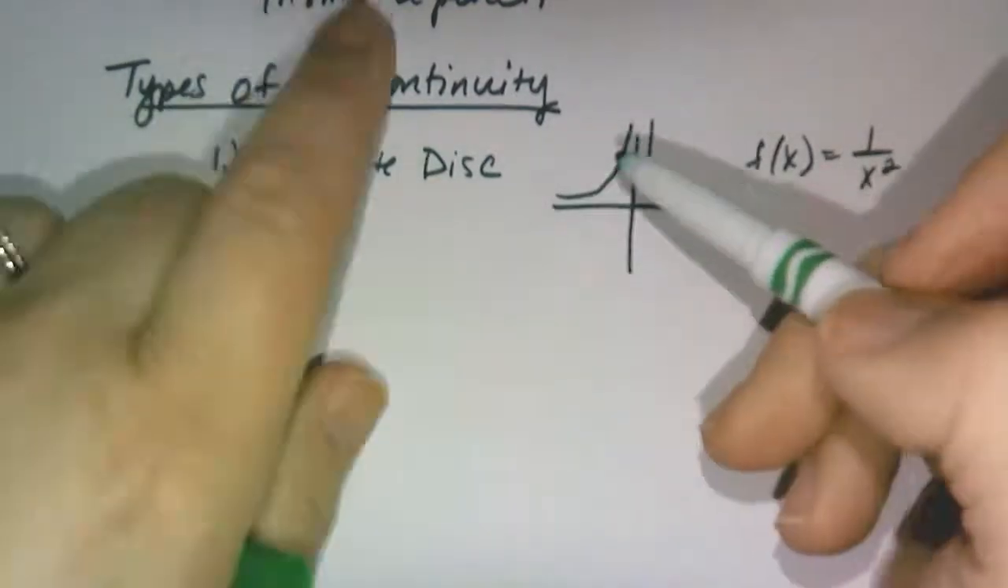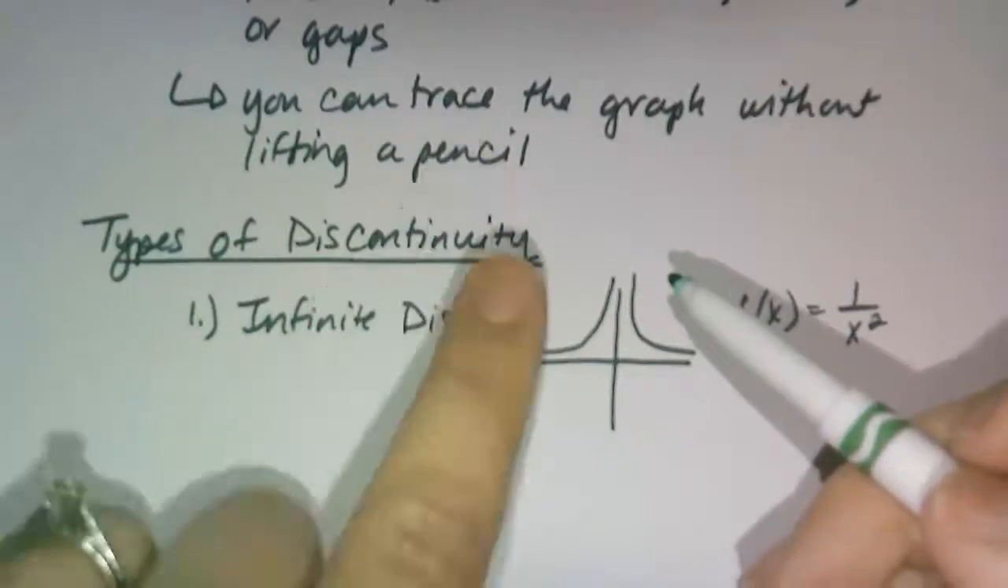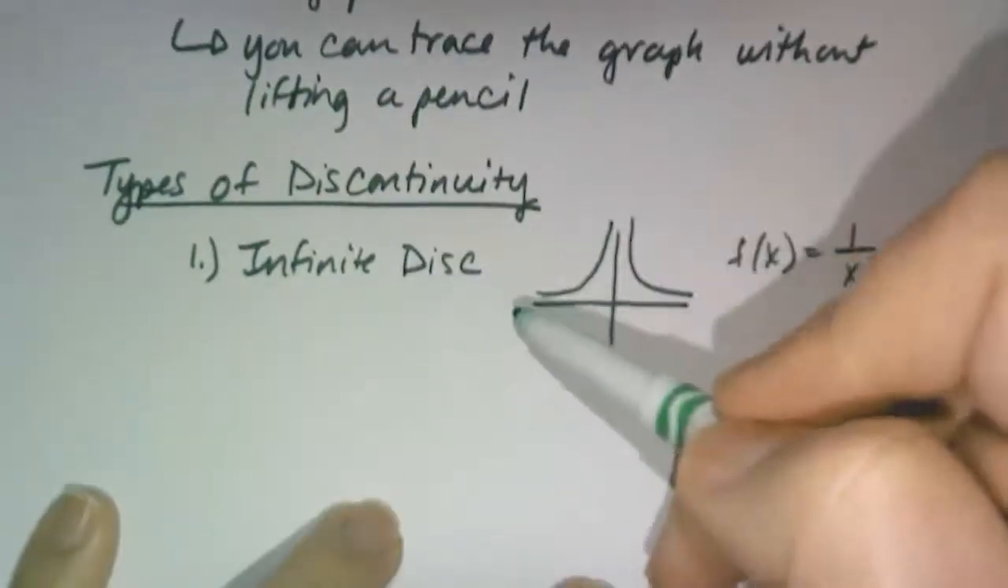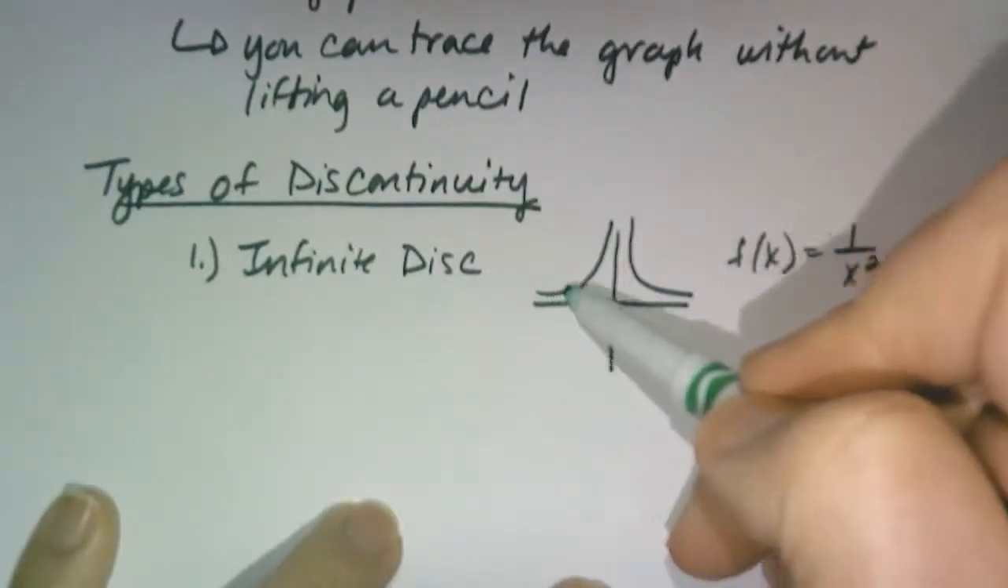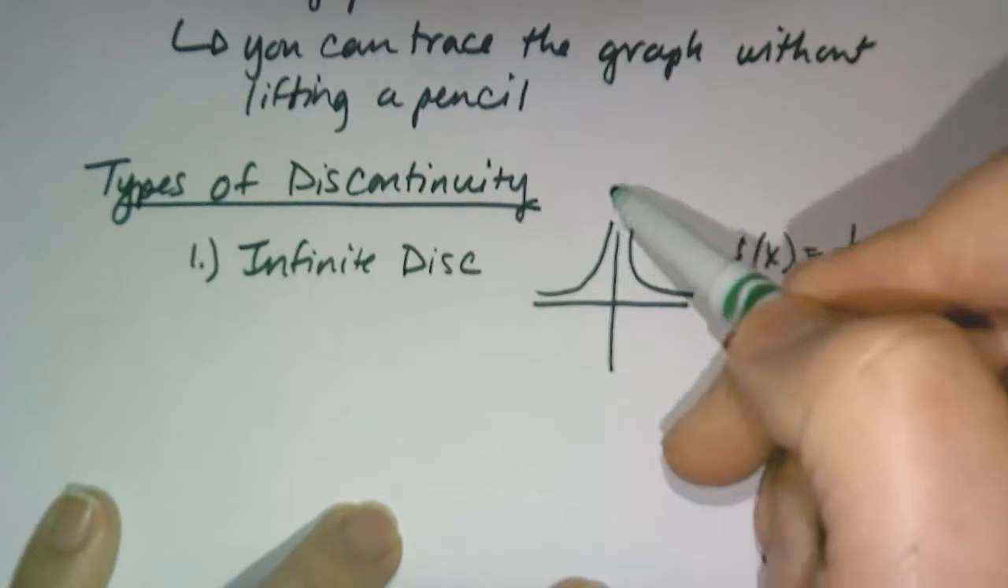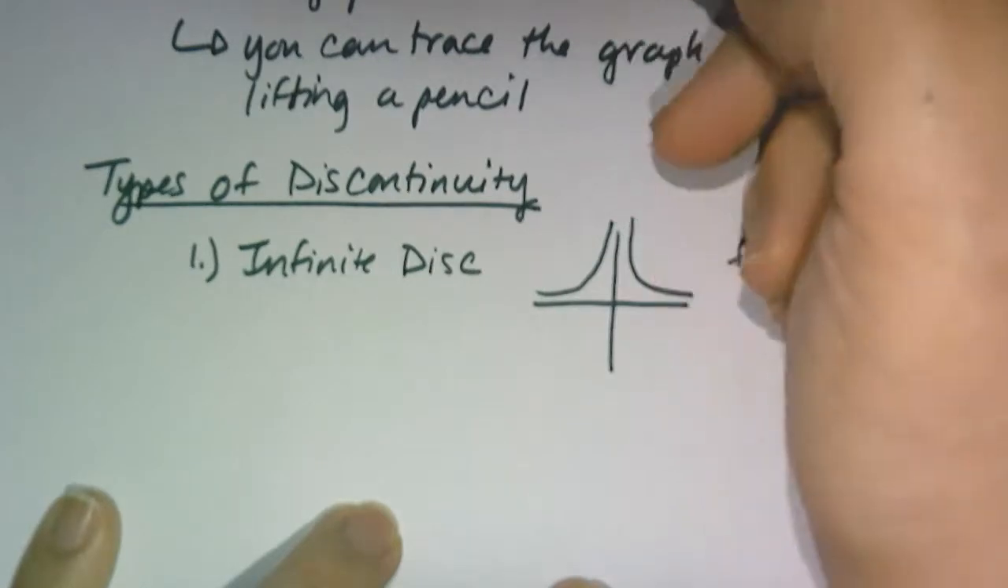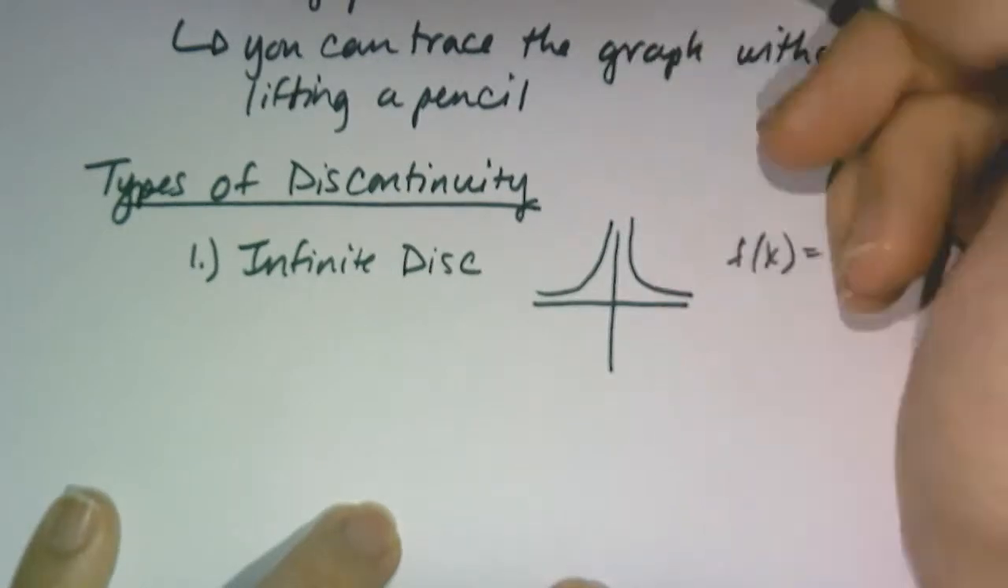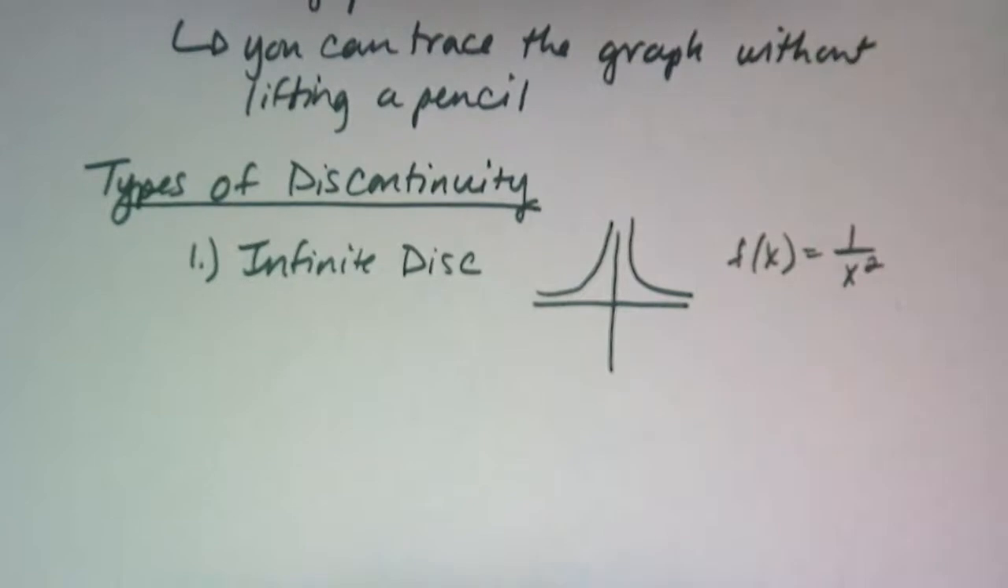Yeah. So again, if you go back to my little definition up here, you can trace the graph without lifting a pencil. If you start tracing this graph right here, doesn't your pencil seem to go off into infinity? You would never be able to get to the other side. So that would be what we call infinite discontinuity. It's where there's asymptotes. If you have asymptotes, you have an infinite discontinuity at that point. All right. So that's your first picture.